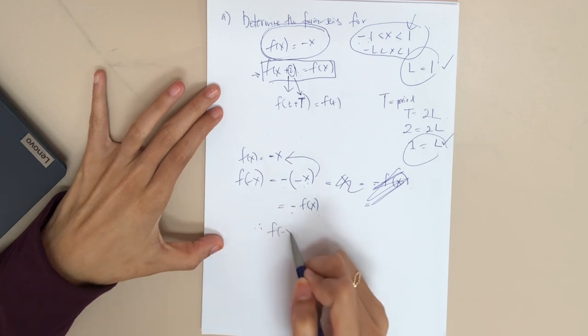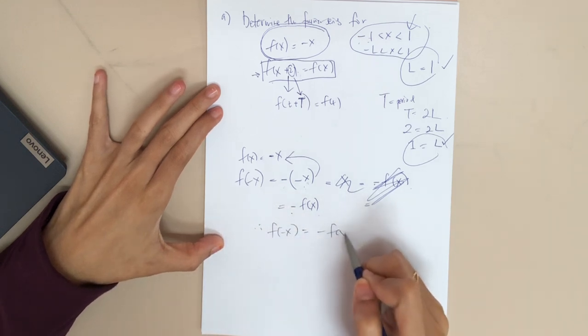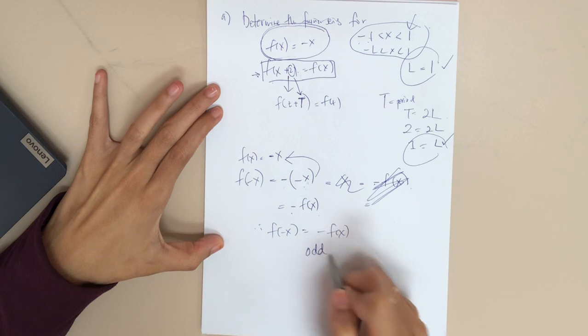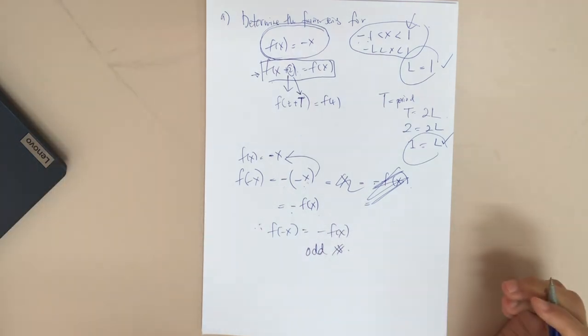So f(negative x) is equal to negative f(x). Therefore it is an odd function. This is an odd function.